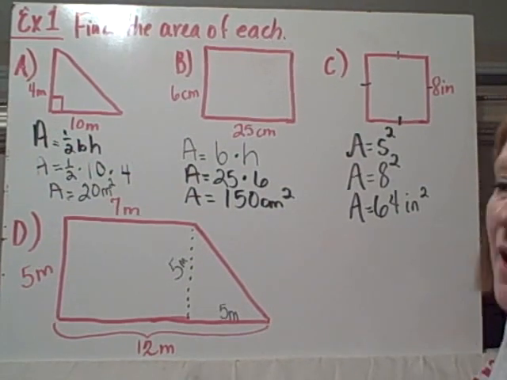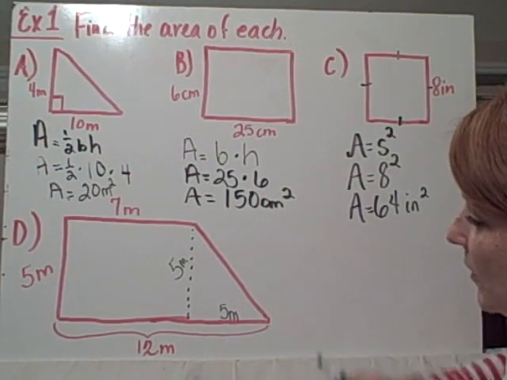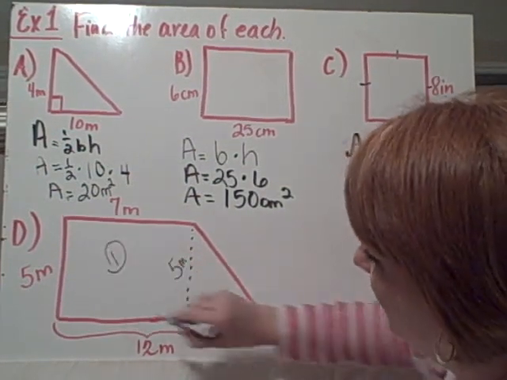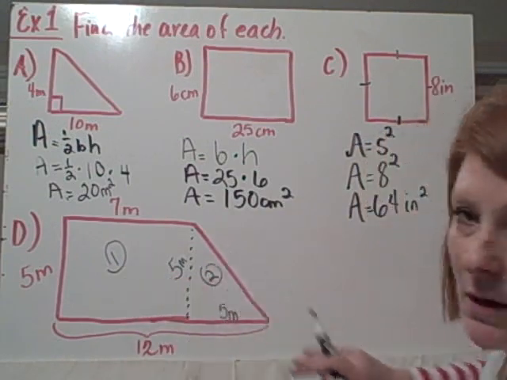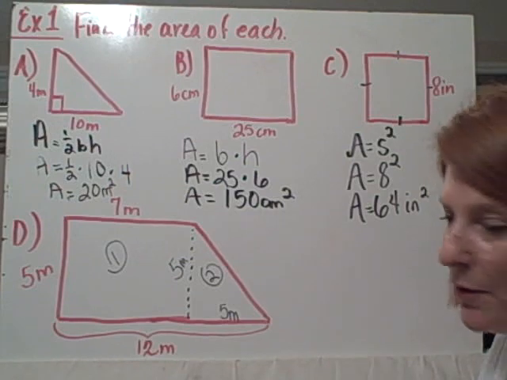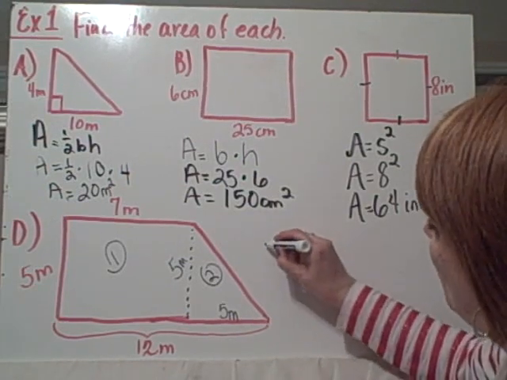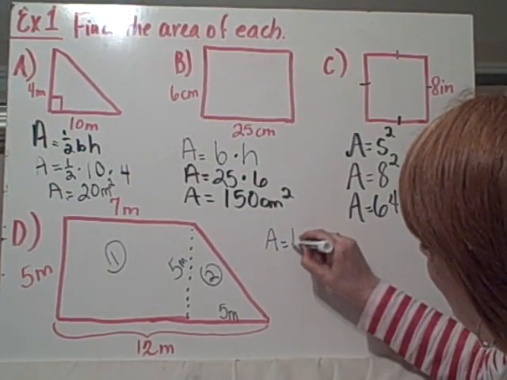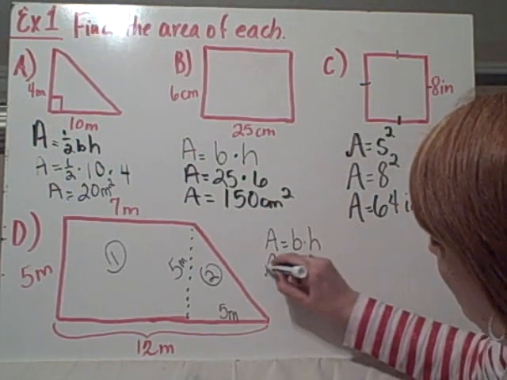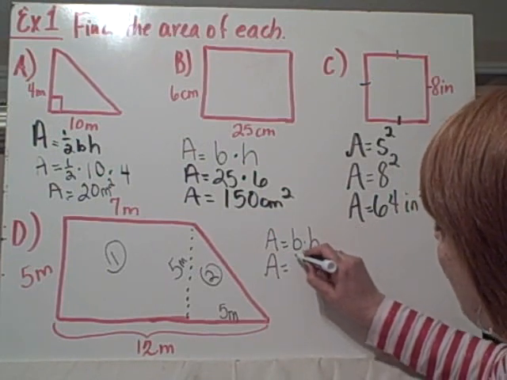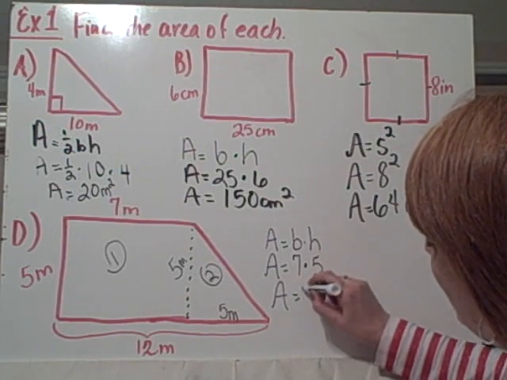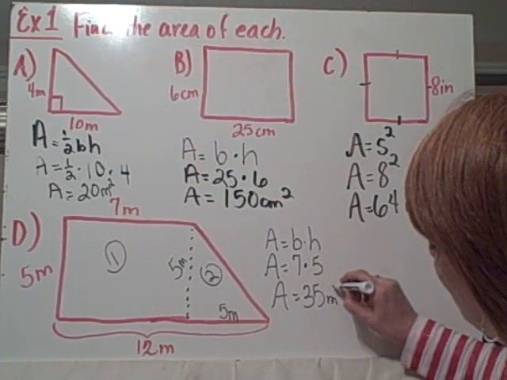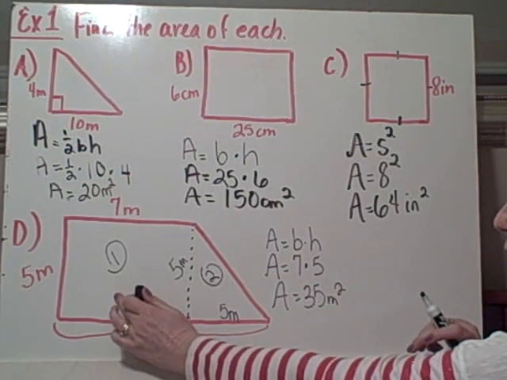Now, to find the area of this figure, I'm going to look at this as figure 1, figure 2. Find the area of each of these figures, and then you're going to add them together. So the area of figure 1, the base is 7, the height is 5, so my area is 35 meters squared for shape 1.